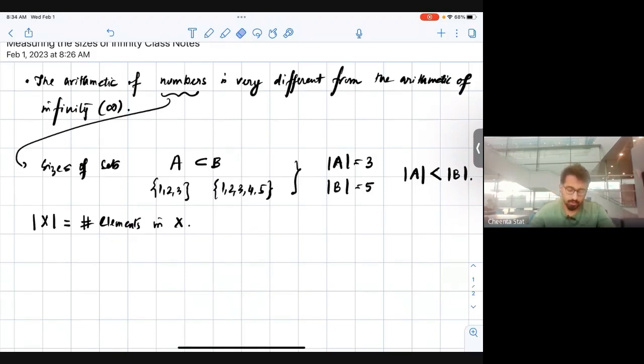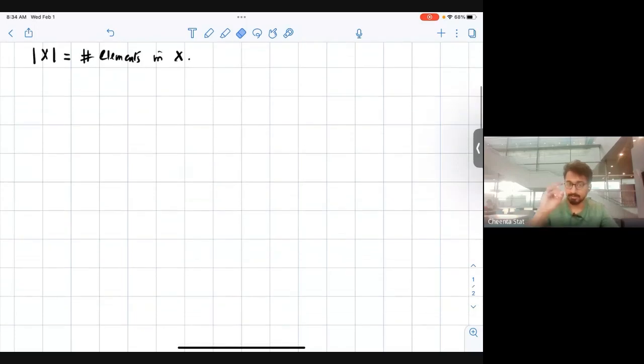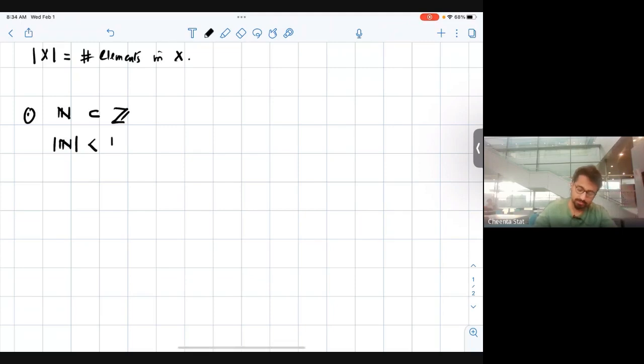I'm sure all of you have understood this, but this is not the case with infinite sets, or is it? So if I take the set of all natural numbers, natural numbers are all the integers greater than or equal to 1. The set of natural numbers is a strict subset of the set of integers, right? So is the size of the natural numbers less than the size of the integers? This is the question.